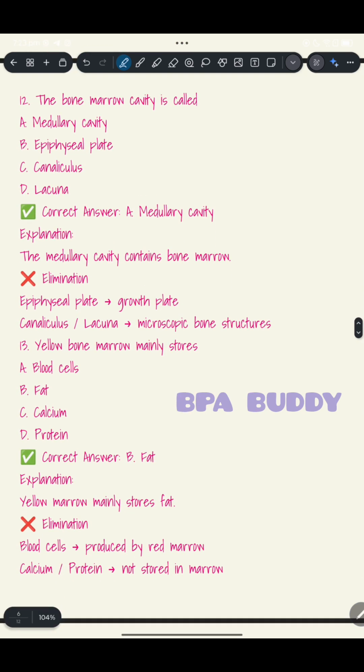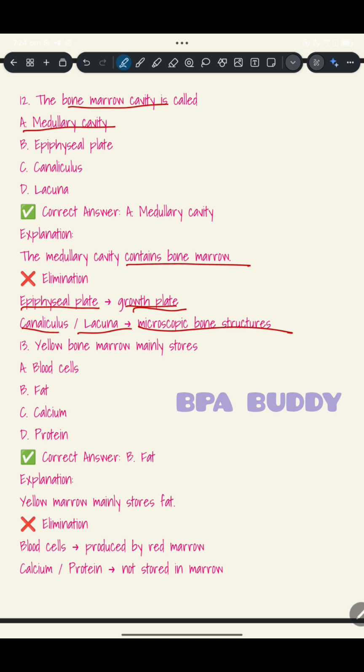The bone marrow cavity is called the medullary cavity. It contains the bone marrow. Epiphyseal plate is a growth plate, and canaliculi and lacuna are microscopic structures of bone. Yellow bone marrow stores fat, whereas blood cells are produced by red marrow, and calcium and protein are not stored in marrow.